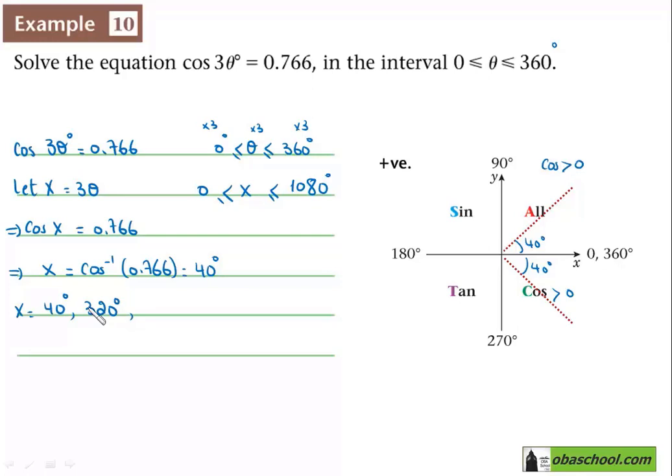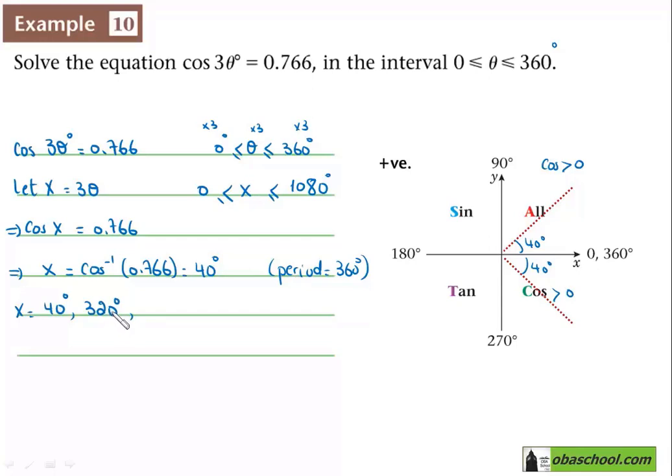Pay attention, the range of x is not between 0 and 360 degrees. It is between 0 and 1080 degrees. That means there are other rotations on the quadrant where cosine equals 0.766. Now we need to find the other solutions. Remember that the period of the cosine is 360 degrees. So we add multiples of 360 degrees for each measure of this angle.